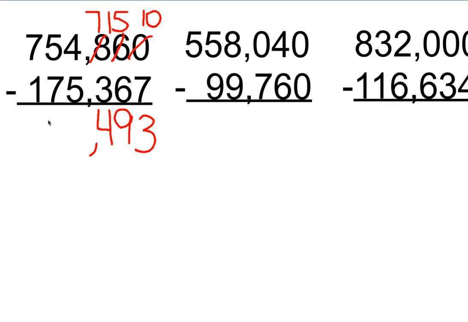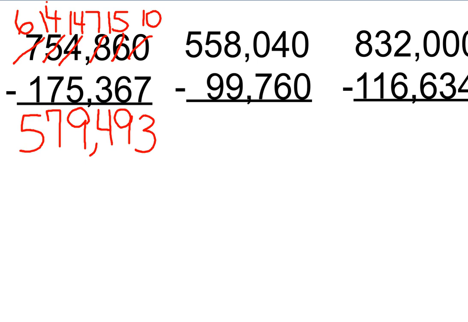Now I cannot do that, so I go to the 5 in the 10,000s place, take 10,000 away, add 10 to the 4, makes it 14. 14 take away 5 is 9. Since I cannot do 4 10,000s take away 7 10,000s, I go to the 7 in the 100,000s place, make it a 6. And now add 10 to the 4, it becomes 14. 14 take away 7 is 7. And 6 take away 1 is 5.